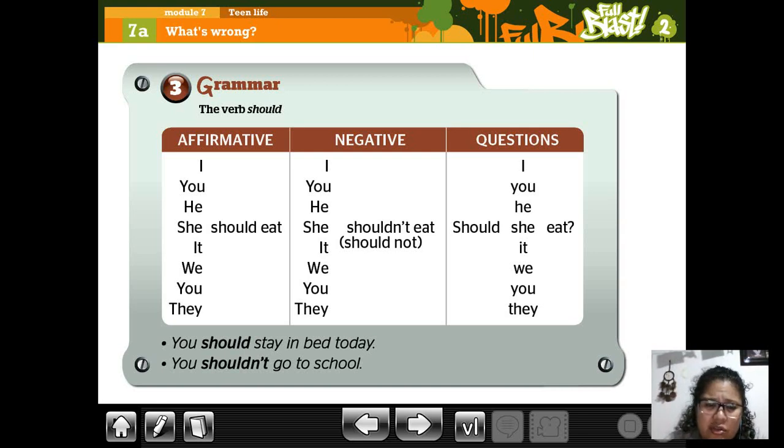So you should es una sugerencia, deberías, positiva o afirmativa en este caso. Y la de abajo es una oración negativa. You shouldn't go to school. No deberías de ir a la escuela. Entonces tenemos una afirmativa y una negativa. Lo único que cambia es a should, le agregamos el not, shouldn't para hacer una oración negativa o una sugerencia negativa. ¿Okay?